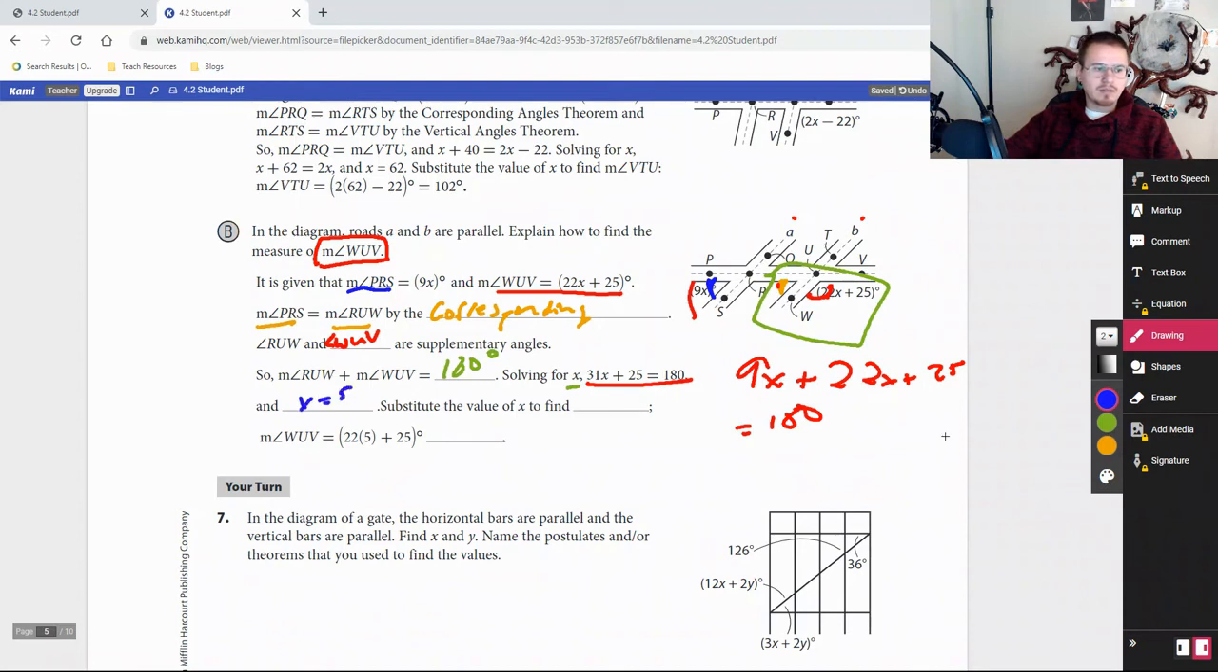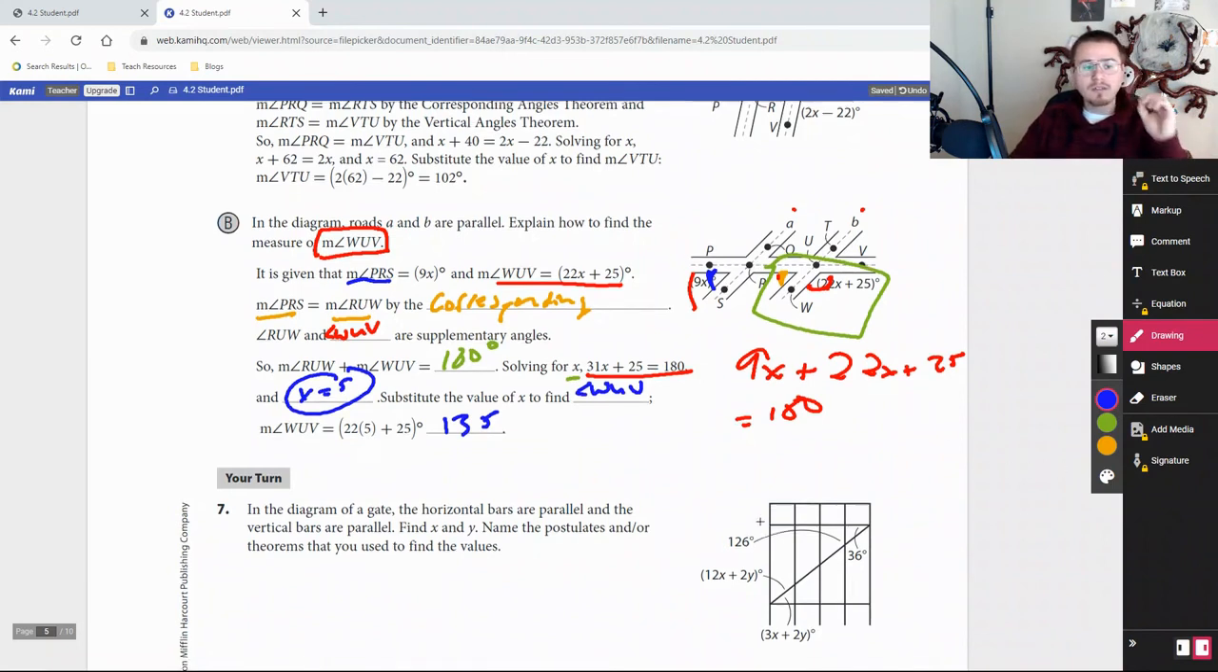So subtract 25, divide by 31. And then you plug in the x back in to find the value. So if you plug it in here, you get 22 times 5, which is 110 plus 25, 135. So you plug it back in, you get the WUV. So you see here, guys, once you know the relationships, you can manipulate the information that you have to set up equations to solve for what you need.